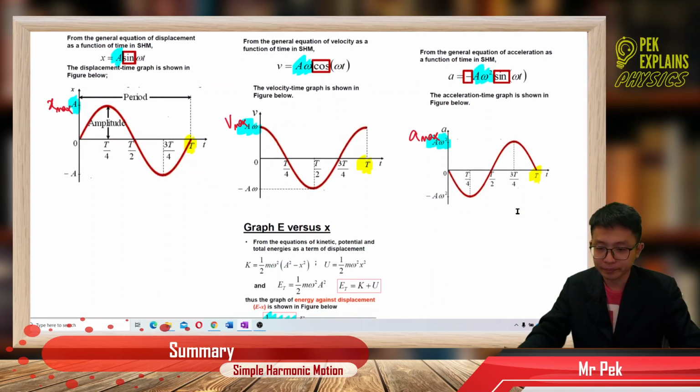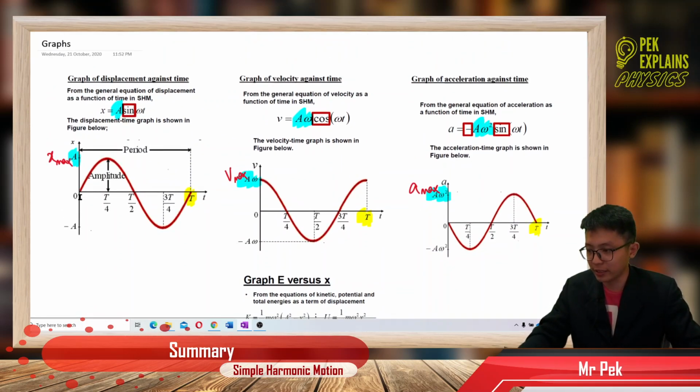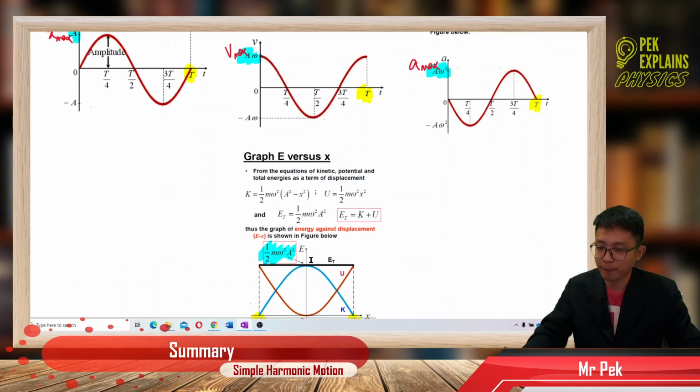And don't forget that completing one wave is one period. This one is also one wave period, and this one is also one wave period. Remember, the period is the time to complete one oscillation.